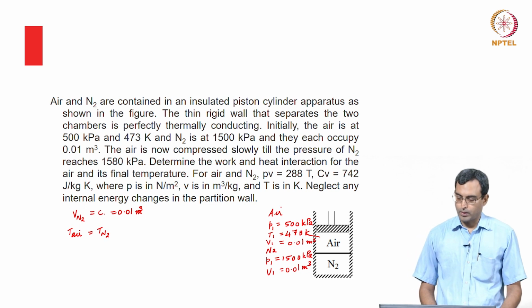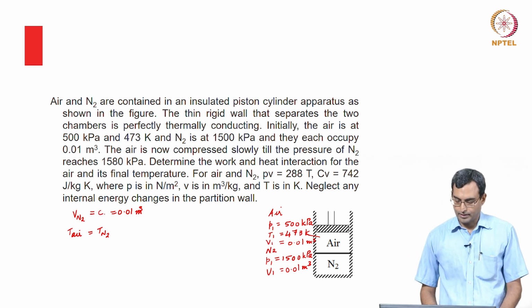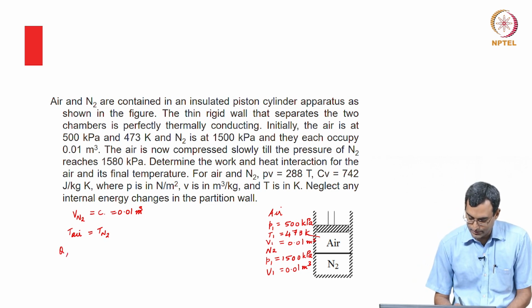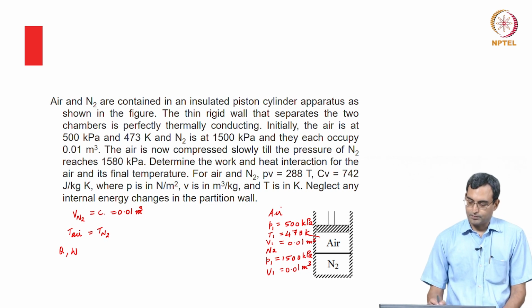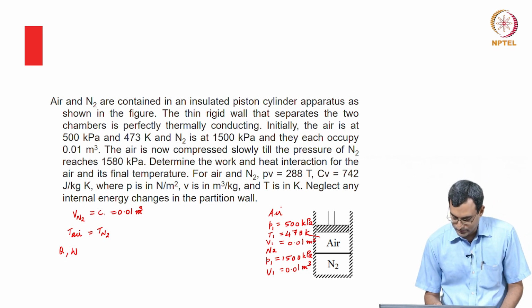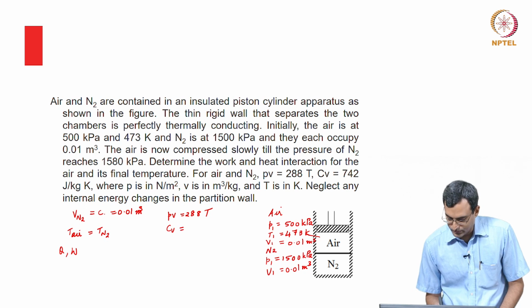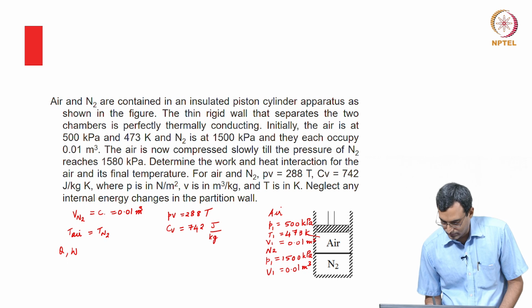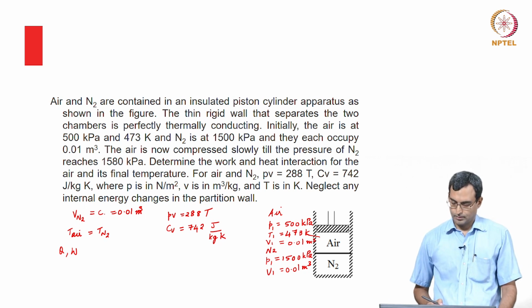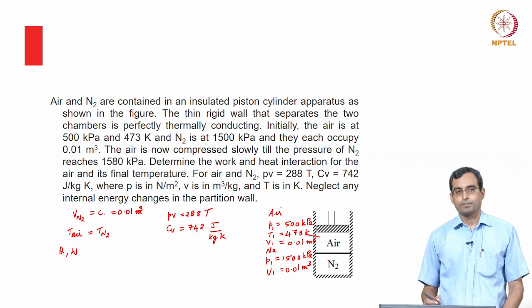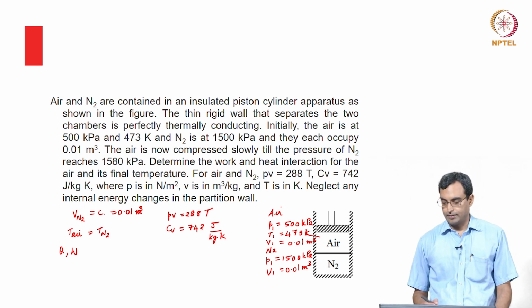We are asked to find out the work and heat interaction for the air and its final temperature. So, what we are looking for is the work interaction and heat interaction. For air and nitrogen, it is given that PV is equal to 288 T, and specific heat at constant volume is this. P is in Newton per meter square, it is Pascal. V is specific volume in meter cube per kg, T is in Kelvin.